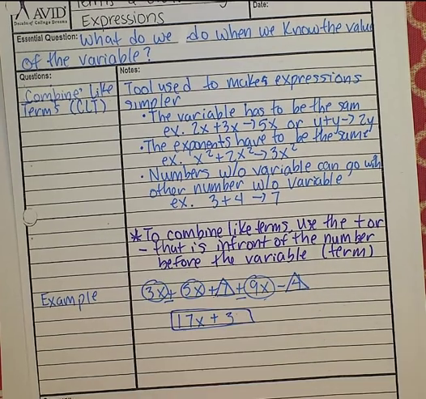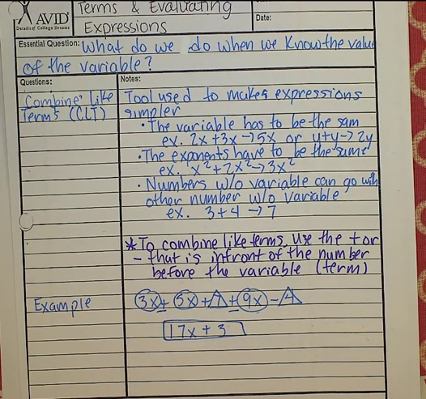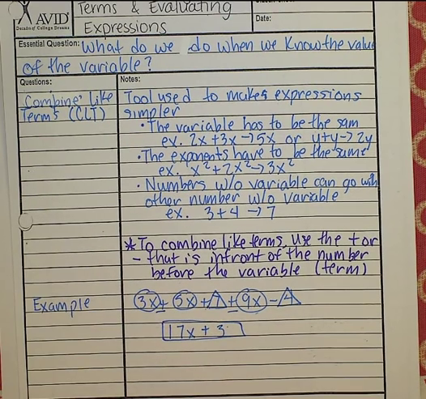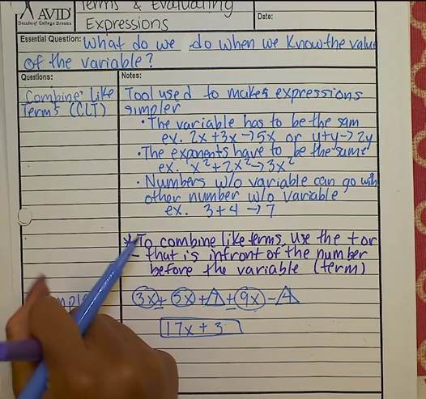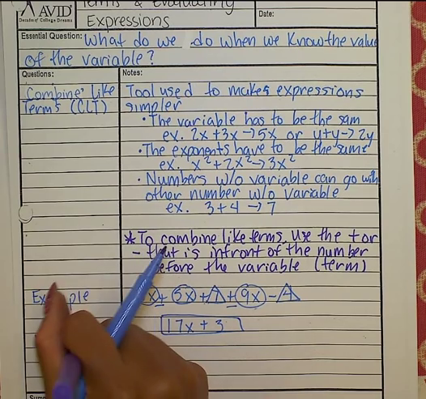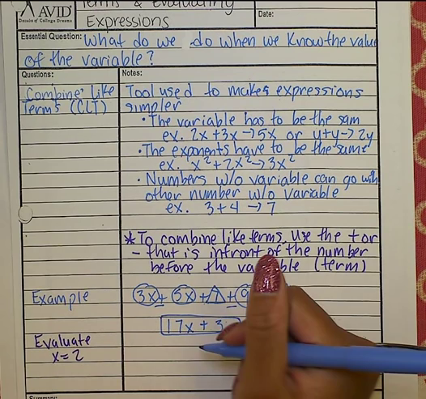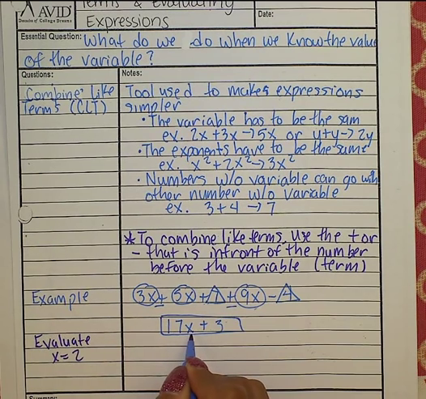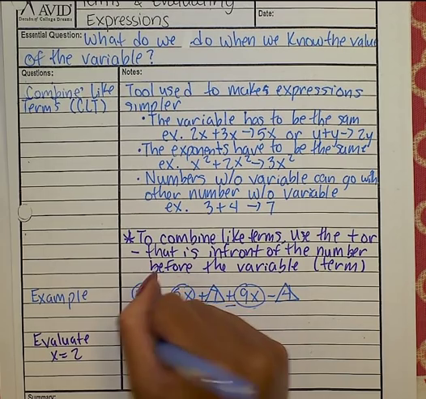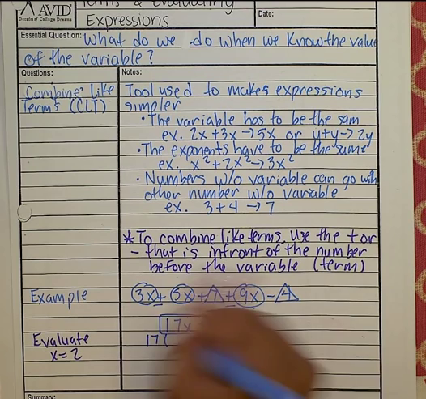Along with this note, we are also discussing how to evaluate expressions. A part of that essential question was asking, what if we know the value of the variable? So now I'm changing up the question a little bit, and I'm saying evaluate if you know that x is equal to 2. Just like we did when we checked our solutions in chapter 6, if x is equal to 2, then we can substitute it back into our expression. So now we have 17, 2 in parentheses, plus 3.